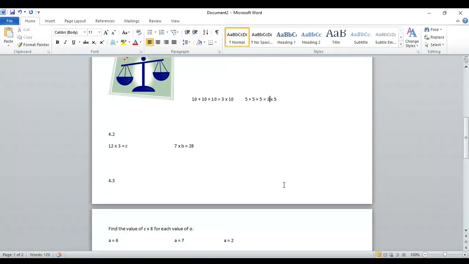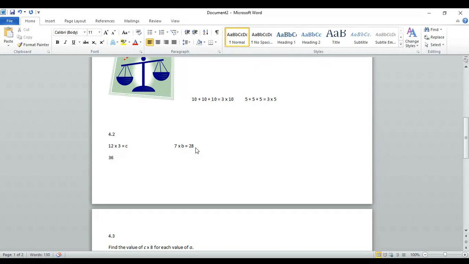On 4.2, you are going to have a couple of problems that look like this. Your book likes to get you prepared for algebra by putting these letters in here. And a letter just means blank. Think of it like a blank line. So 12 times 3 equals 36. So on the line underneath it, you are going to write 36.